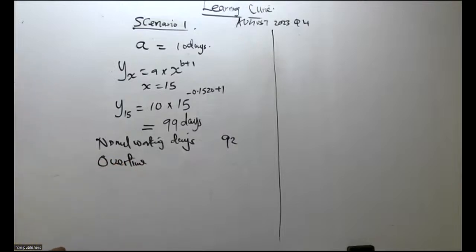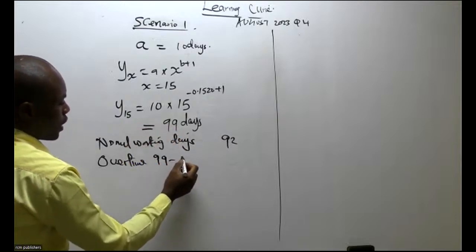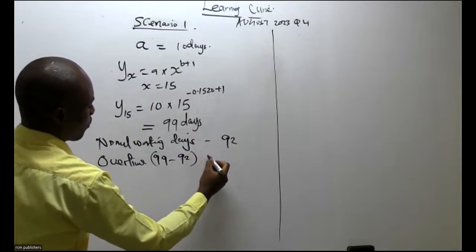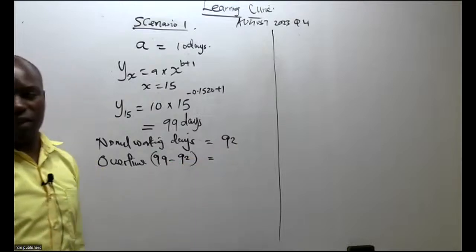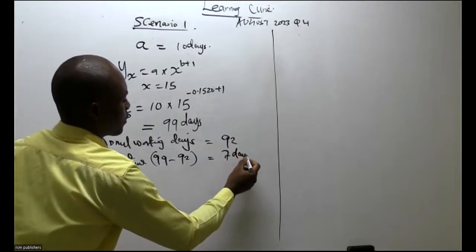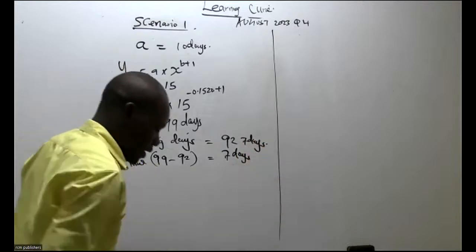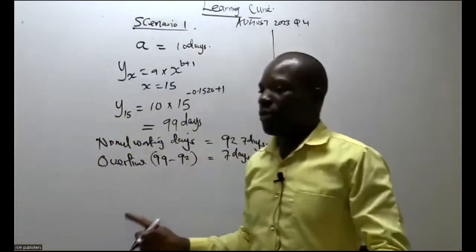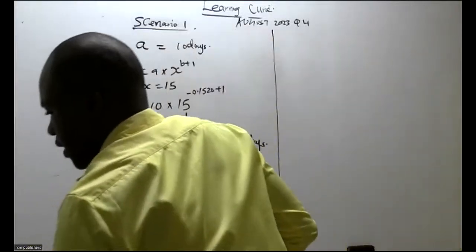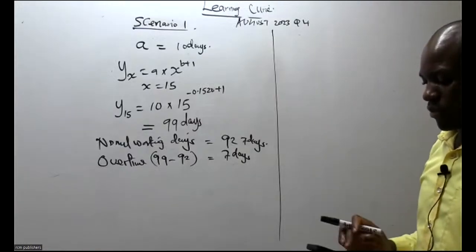We are told about overtime, so how much will it be? The total number of days they need is 99. Normal working days are 92. So how much is the overtime? 7 days. They have decided to work overtime for them to deliver these buses. So let's look at the consequences. Let us look at the consequences of working overtime.